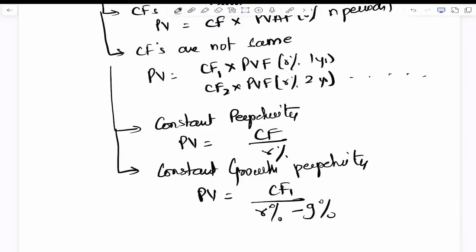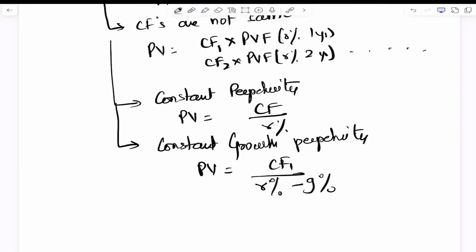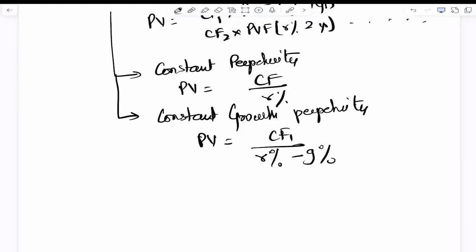Start on beta examples. Example 1. An investment will result in a cash inflow of 95,000 rupees at the end of 6th year. Required return is 15%.